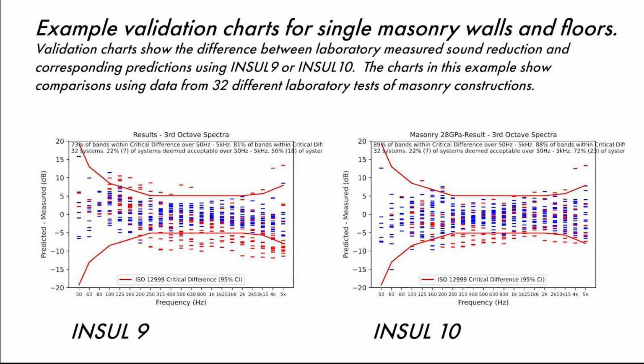The preparation of INSUL 10 has involved extensive validation of the refined models using hundreds of different sound insulation test reports. The validation studies demonstrate that on average, INSUL 10 is as accurate or incrementally better than INSUL 9. Though it should be noted that the relative accuracy of INSUL 10 and earlier INSUL versions can vary from case to case.